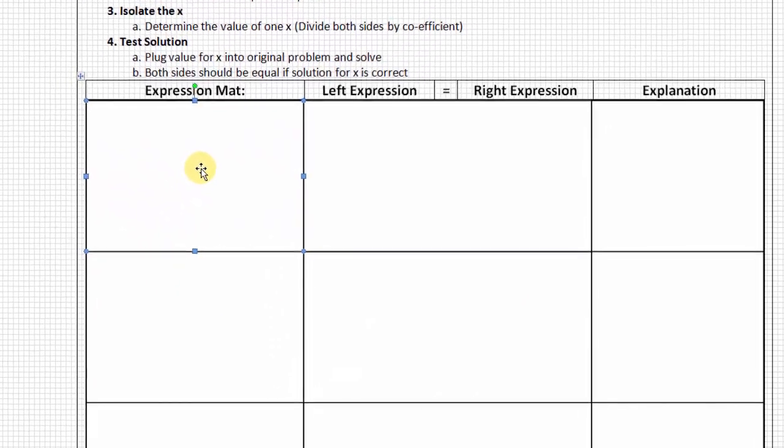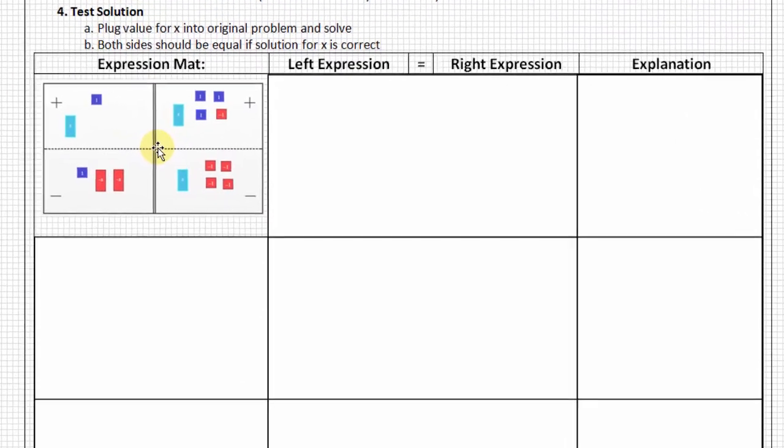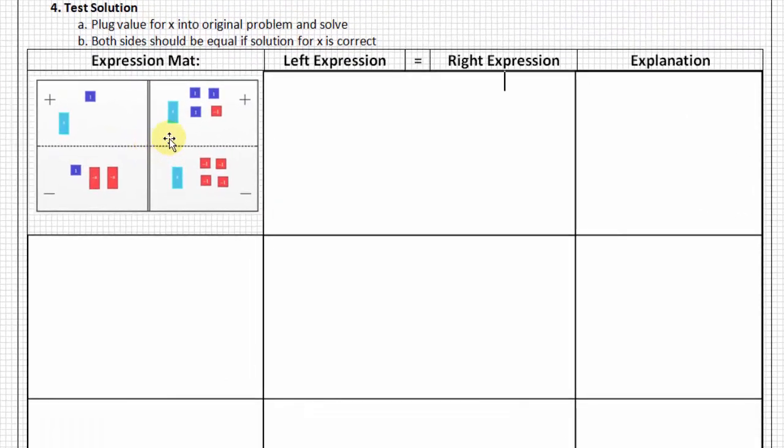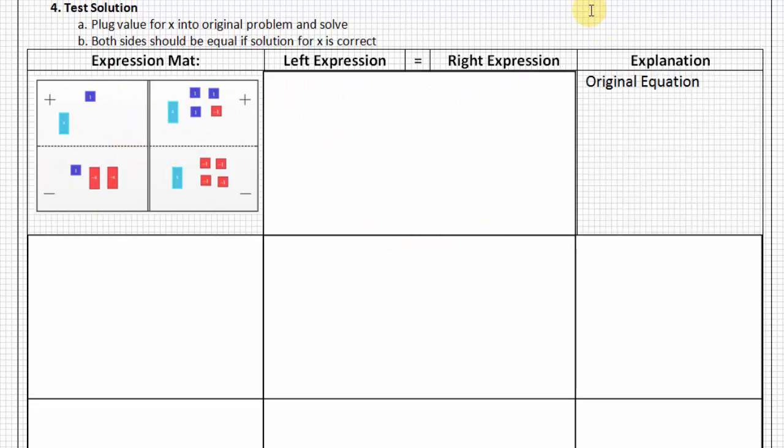So here's your problem. Copy this expression mat down and go ahead and see if you can write the equation. What is the expression here on the left and what is that expression on the right? And the explanation for this should just be that this is the original equation.